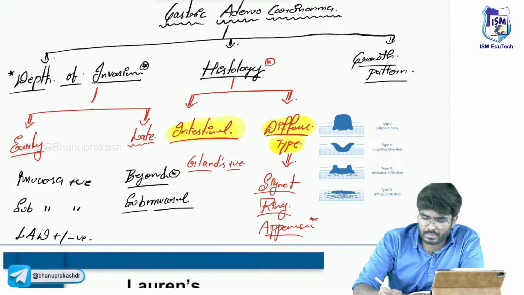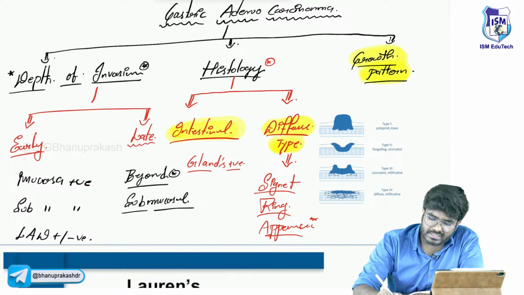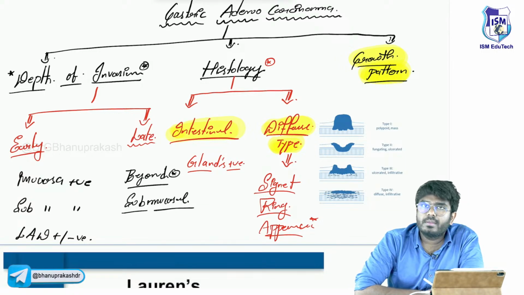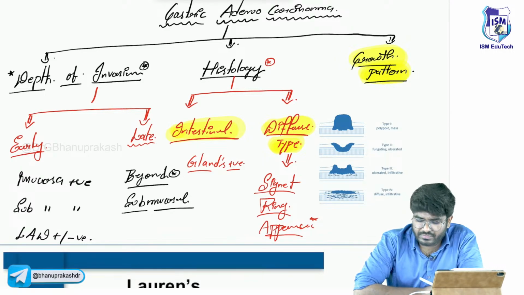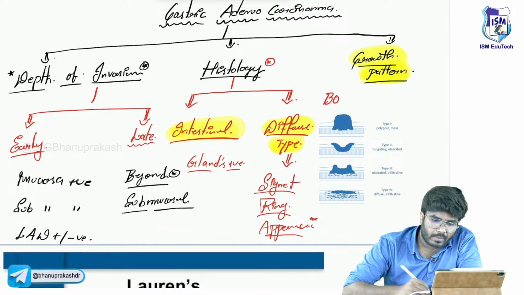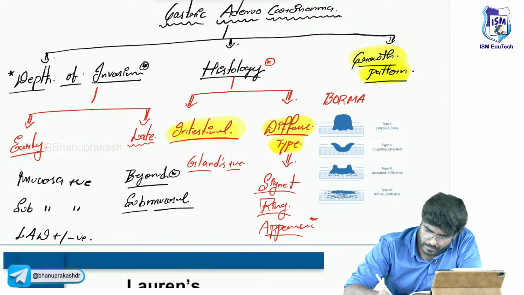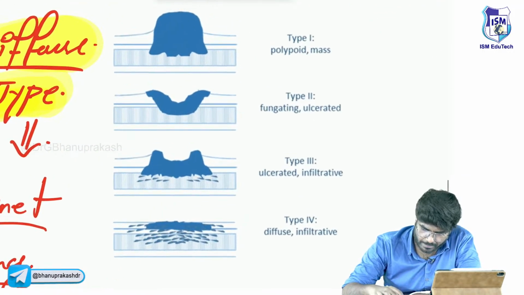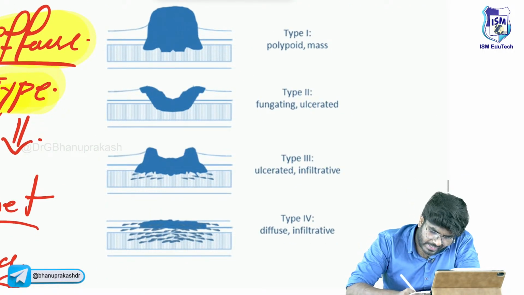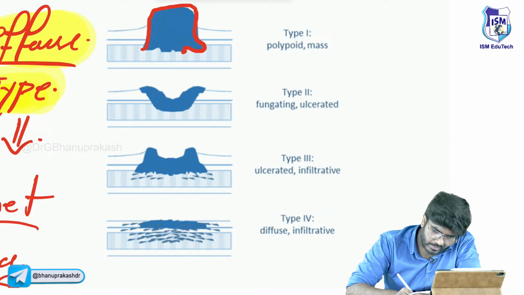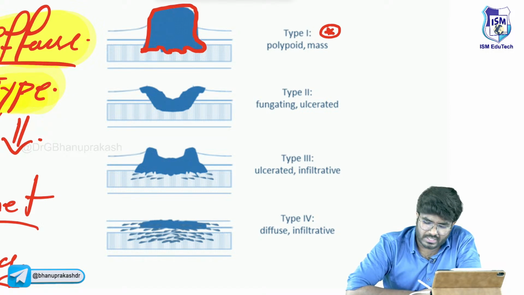Okay. Next, based on the growth pattern, how the cancer is growing, the gastric adenocarcinoma is classified. It's actually divided into many types. There is a classification called Borrmann's classification. According to this Borrmann's classification, it's very simple. If the cancer is growing like a polyp, like a polypoidal mass, it is called type 1.